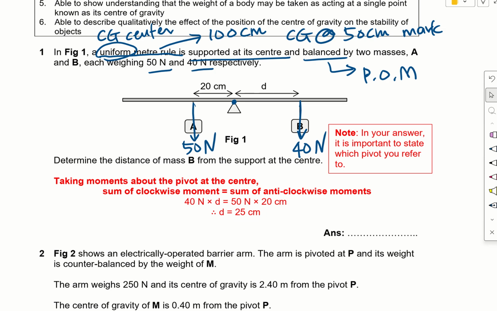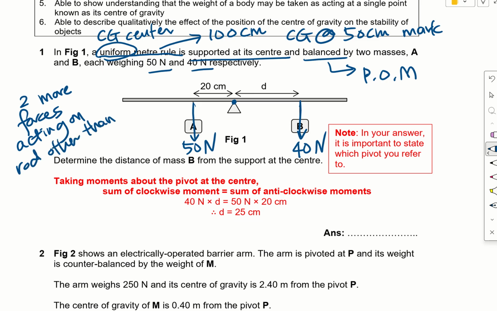However, there are actually two more forces acting on the rod other than the weight of the 50 Newton and the 40 Newton. Okay, so actually one of it is the weight of the rod. So this force is acted upon by gravitational pull of Earth. Okay, and there is also a normal force that's acting on the rod.